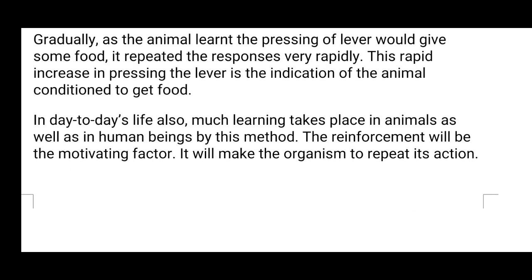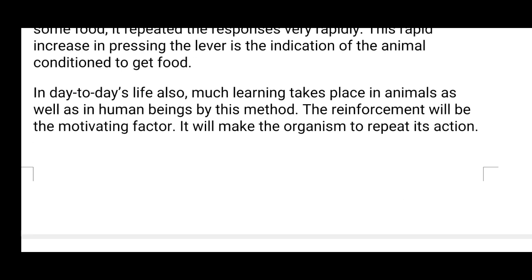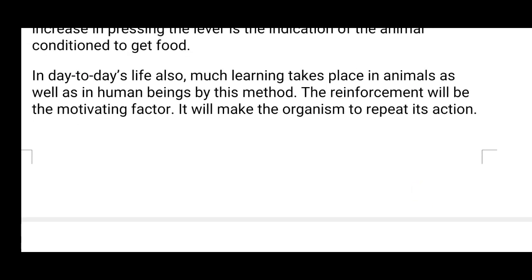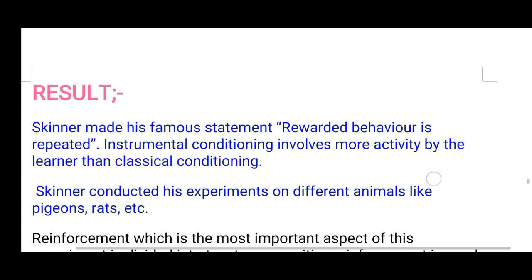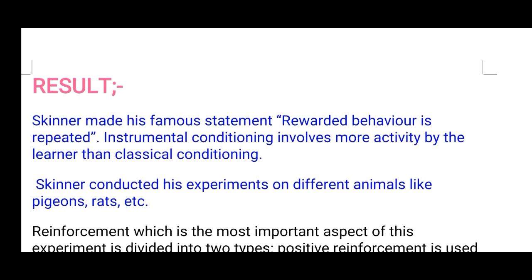Day to day, in daily life, it is also very essential, because we can develop good habits in our children by rewarding them for doing good things and punishing them for doing bad things. If reinforcement is given on any activity, positive reinforcement will increase the repeated action, and negative reinforcement just denies the repetition. As a result, Skinner made his famous statement: rewarded behavior is repeated.